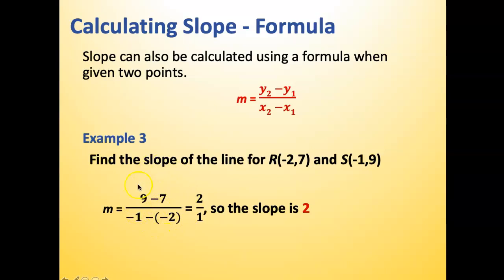So when you are doing the math here on the numerator side, 9 minus 7 is 2. Here it's negative 1, this is plus 2. You will have 1 in the denominator. So your slope is 2 out of 1, or 2 divided by 1. In simplest terms, your slope is 2, which is positive. So the line is going up once again.